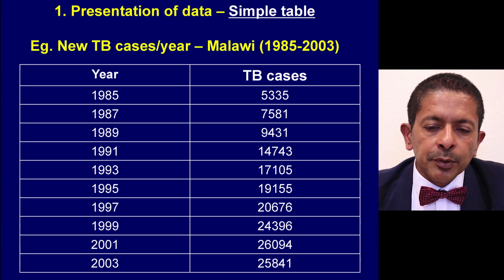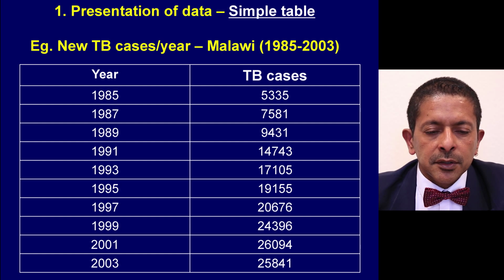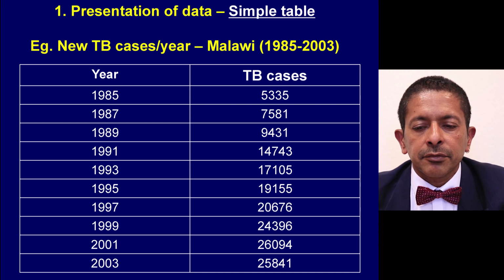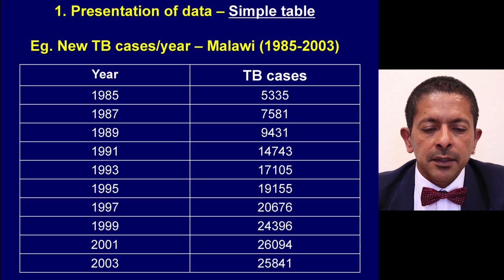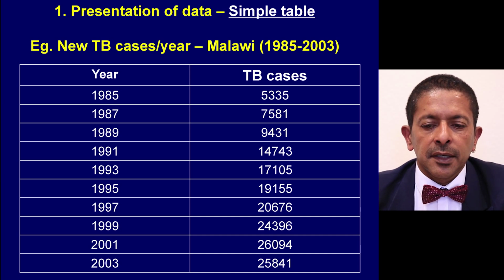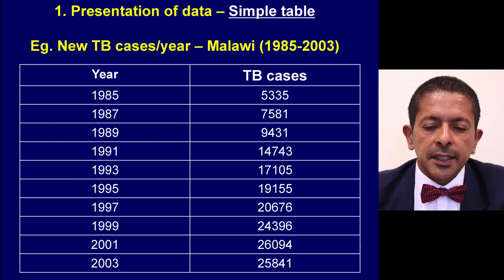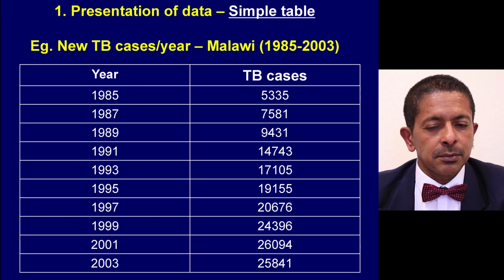Now, this is a simple way of presenting data. It's a simple table. It's the new TB cases per year in Malawi between 1985 to 2003. On the left side column, you have the year. And on the right side column, you have TB cases. And you will see as the years progress from 1985 to 2003, there is a considerable rise in notification of TB cases. In fact, a 5 times increase in notification. That's the message this table gives.